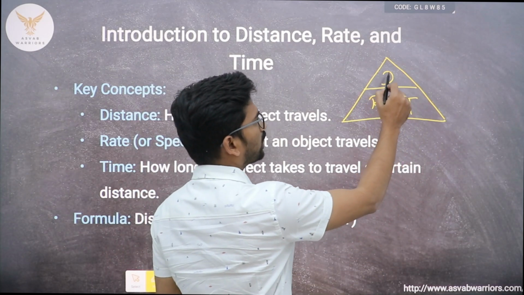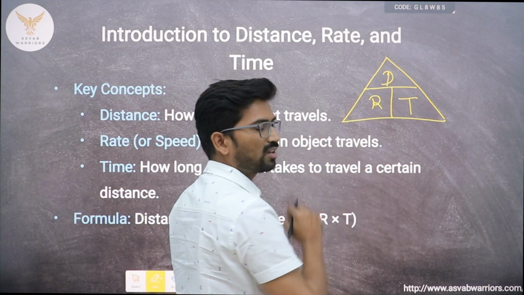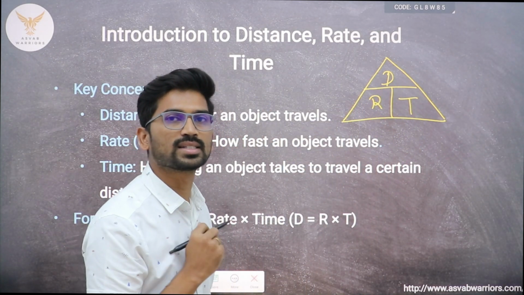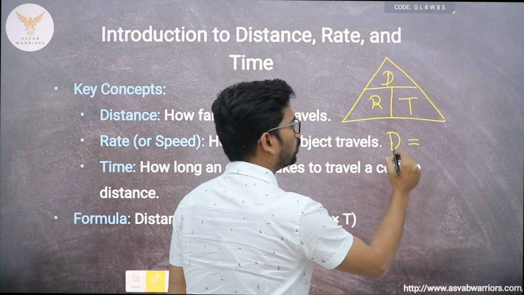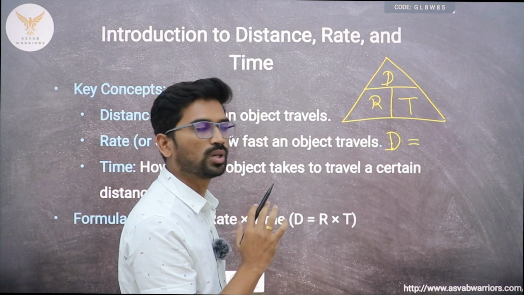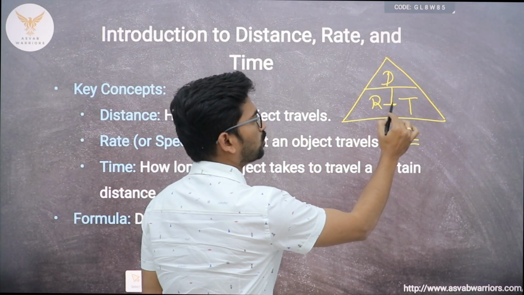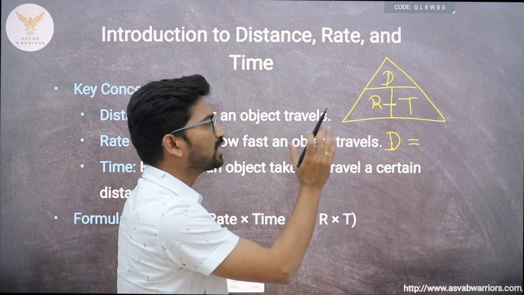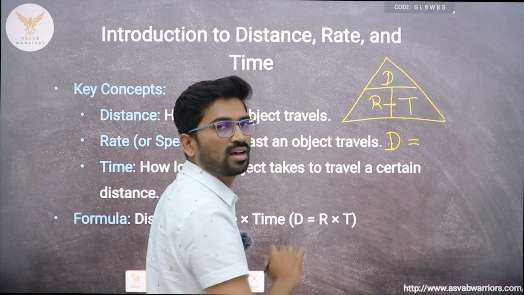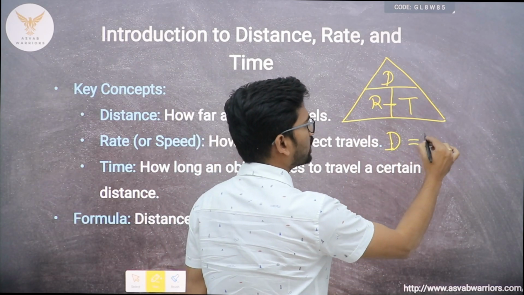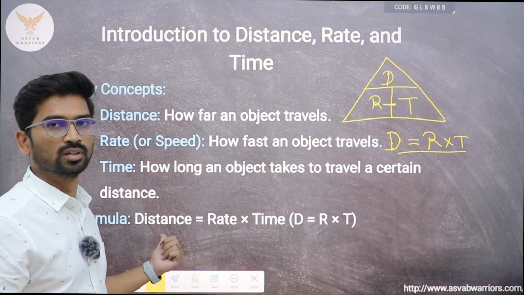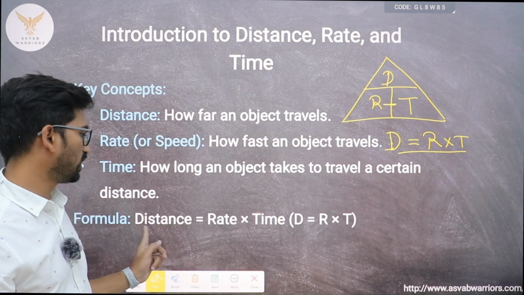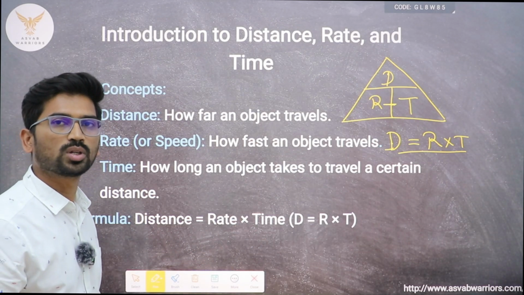Now how do we make formulas using this triangle? Let's say we want to frame the formula for distance. What is the formula for distance? D will be equal to the multiplication of these two, because they are placed one beside another. So distance is equal to rate into time. This is where the formula is written: distance is equal to rate into time.